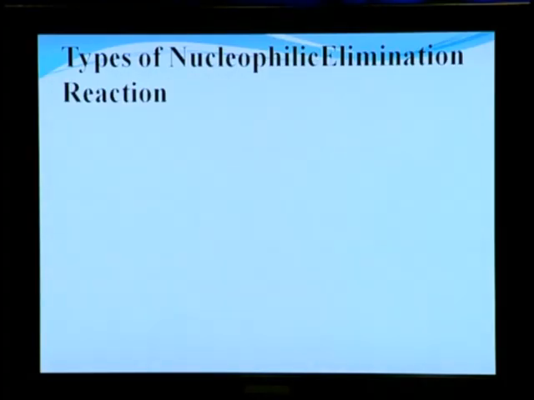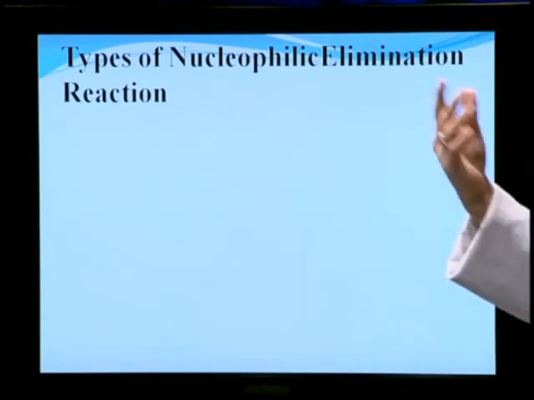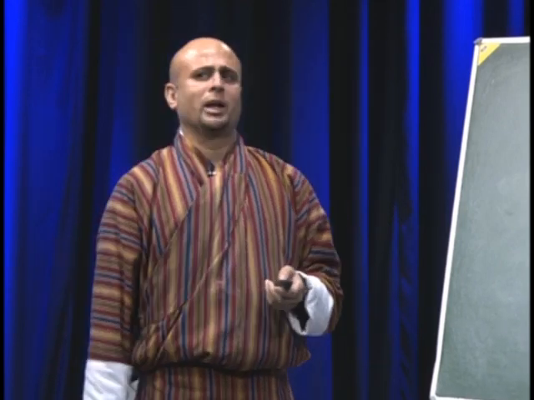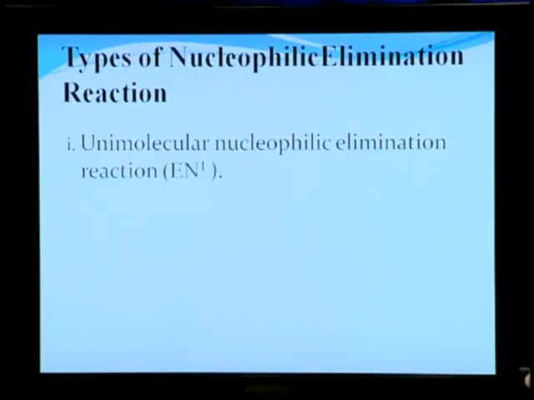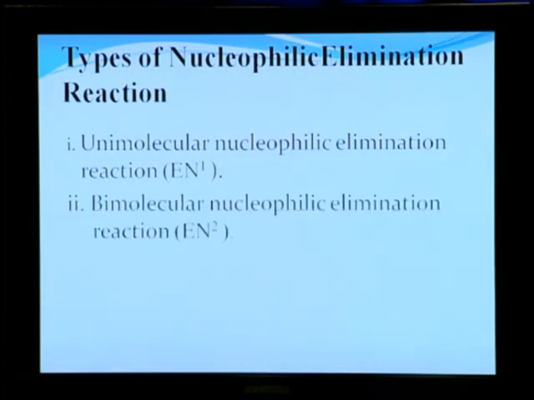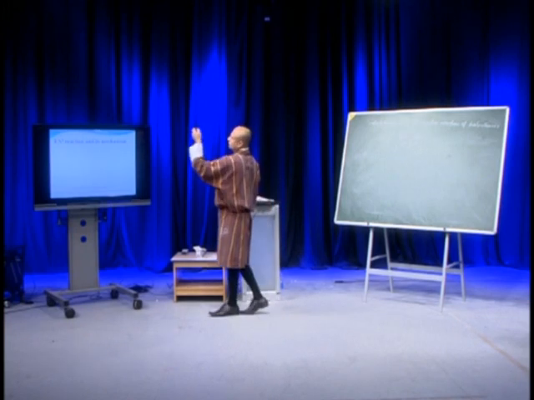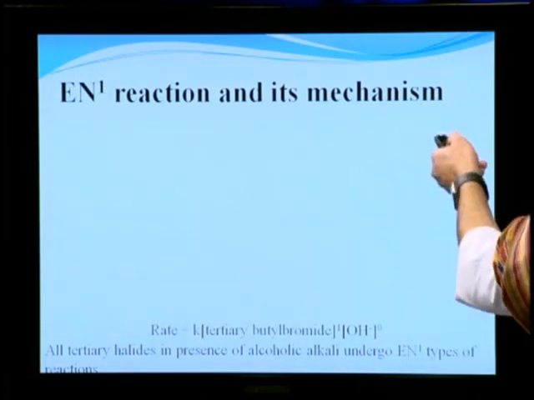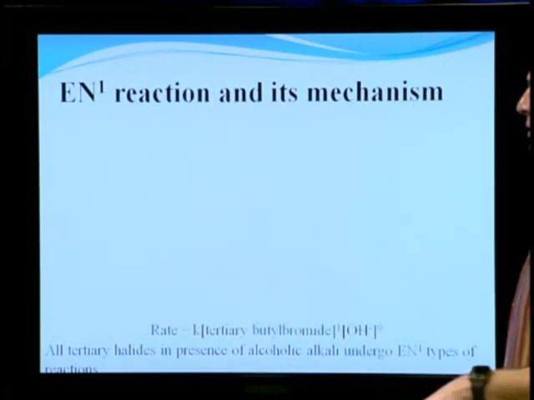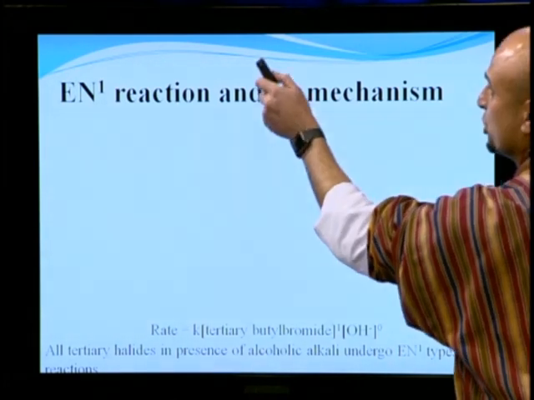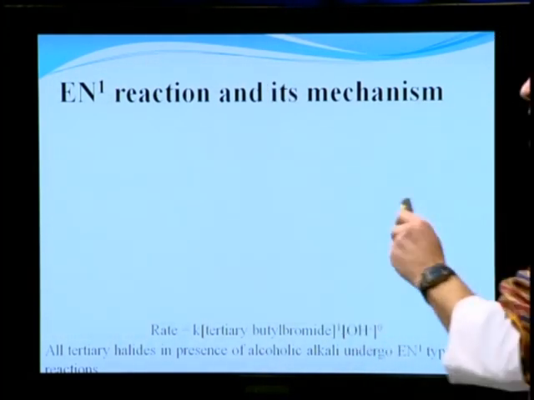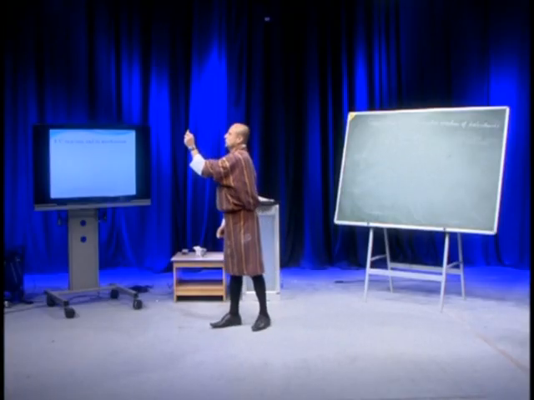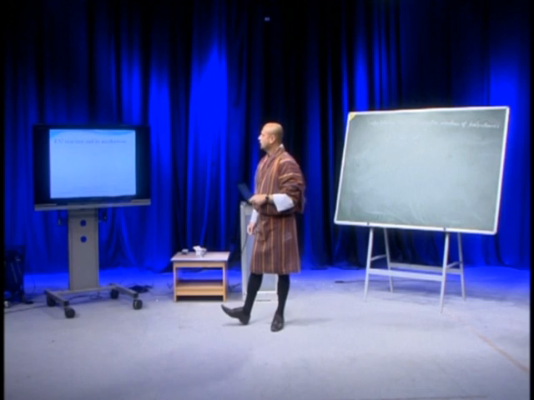So, types of nucleophilic elimination reactions: again, like nucleophilic substitution reactions, nucleophilic elimination reactions are of two types. They are E1 and E2 reactions, that is, unimolecular nucleophilic elimination reaction and bimolecular nucleophilic elimination reaction. Now, let's look at E1 reaction and its mechanism. Before we go inside, let's discuss what this E1 stands for. One stands for unimolecular, and E stands for elimination. Therefore, it is unimolecular nucleophilic elimination reaction.